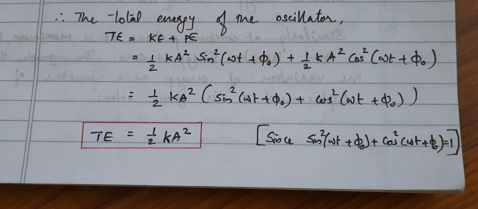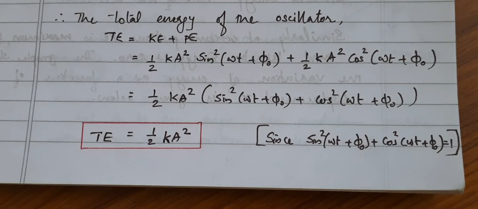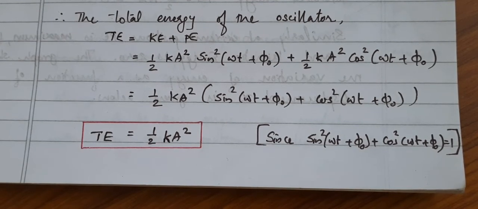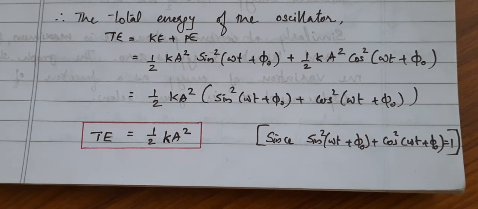So for a simple harmonic oscillator, the total energy is half k a square. k is the force constant, it's a constant. A is the maximum displacement, which is the amplitude. So once you make an oscillation with a maximum displacement, that is the amplitude, it has an energy, that is half k a square.